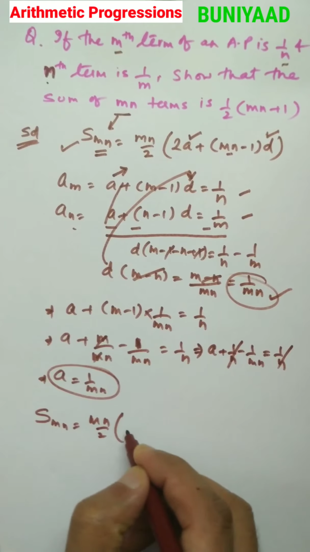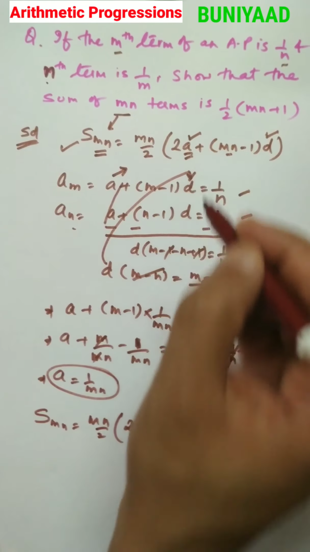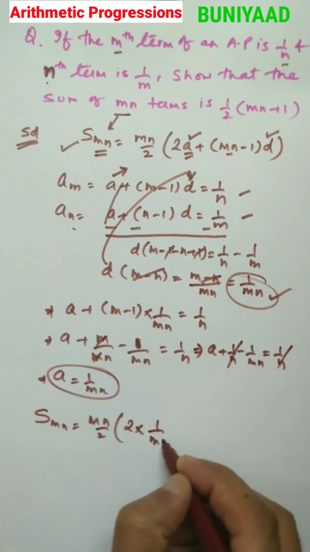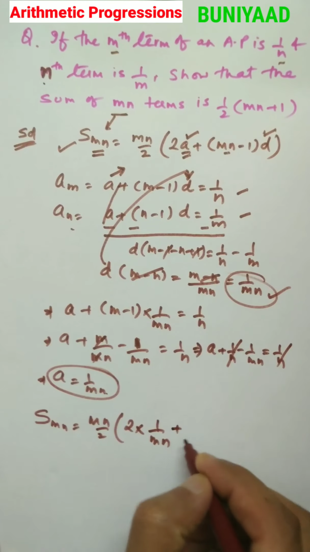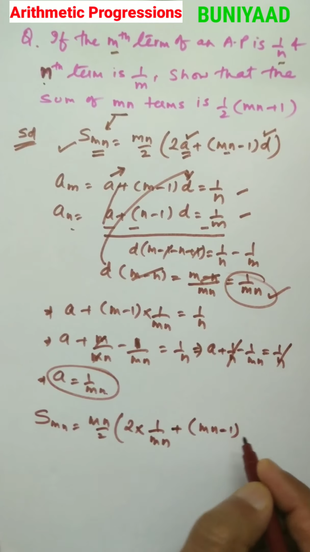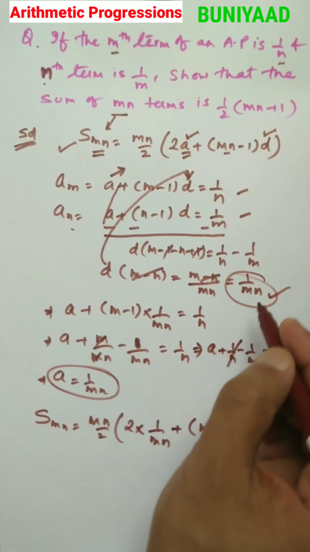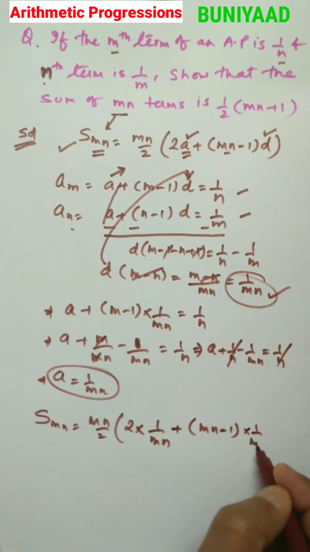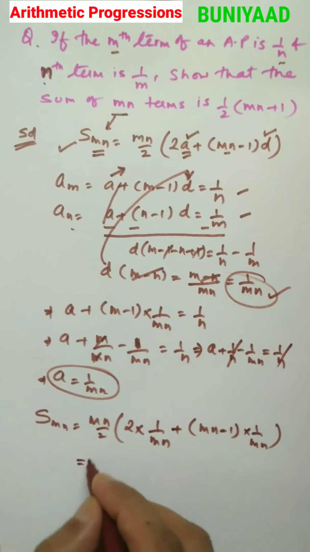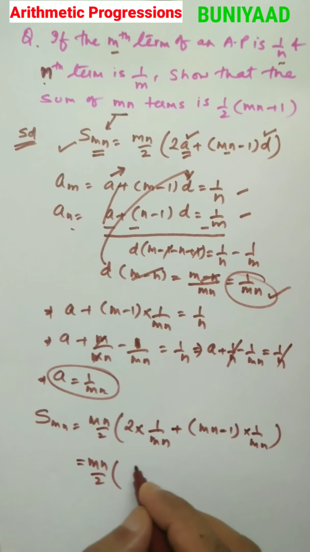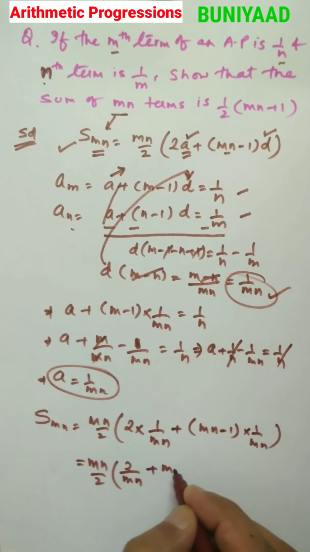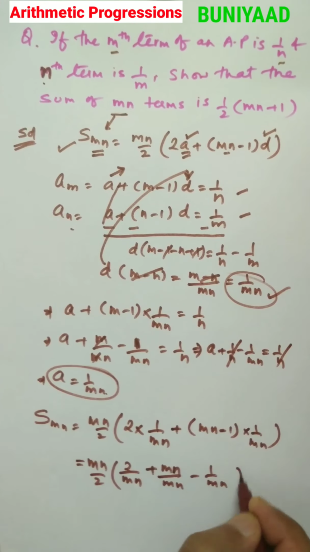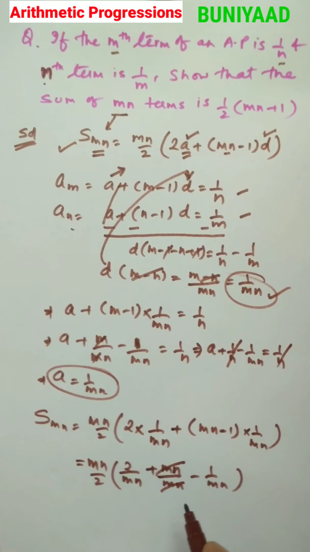Now Smn. Let's put the values there. mn by 2, 2 into a. What is a? 1 by mn plus mn minus 1 into d. What is d? Again d is 1 by mn. So this becomes mn by 2, 2 upon mn, mn upon mn minus 1 upon mn. It got cancelled.